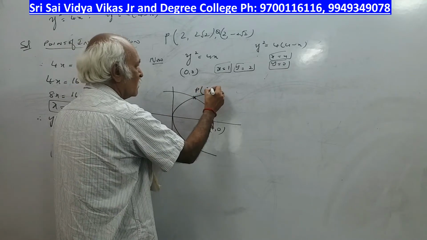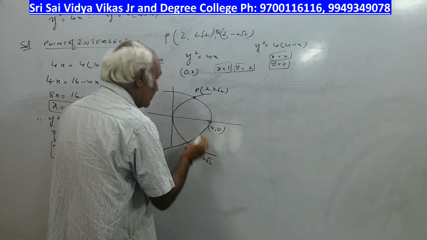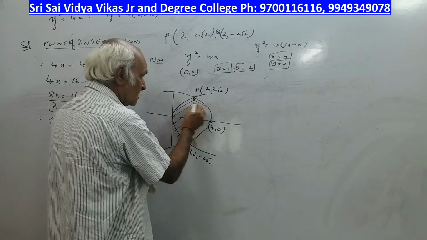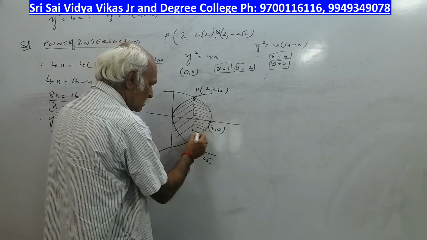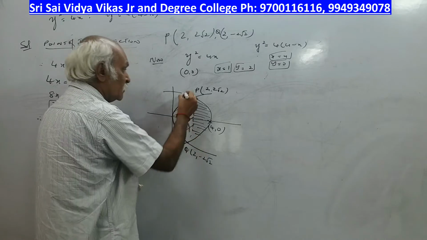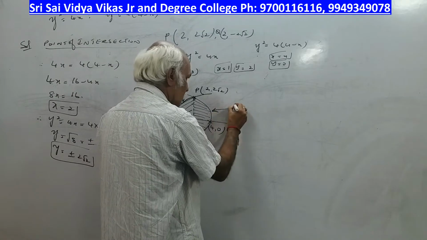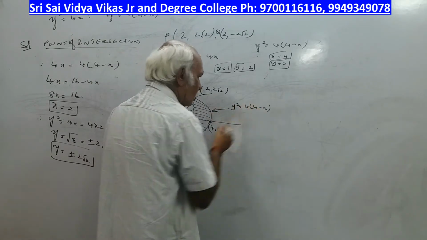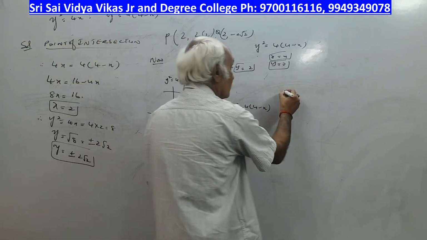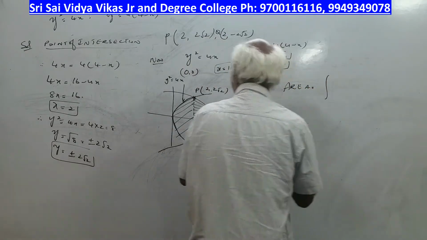What is the point? 2 comma 2 root 2, here Q point. 2 comma minus 2 root 2. This area we have to find out. The area to find out here, sir. So, this is a curve. This is the first curve, y square is equal to 4x, and this is the second curve, y square is equal to 4 into 4 minus x. These two curves. Therefore, area is equal to, what is the point of intersection?